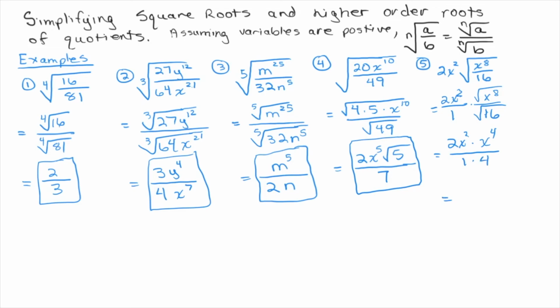So now I have to use my laws of exponents. x squared times x to the 4th, you add exponents, so I have 2x to the 6th, and 1 times 4 is 4. And there are 5 examples. Hope you learned something. Try them on your own now.